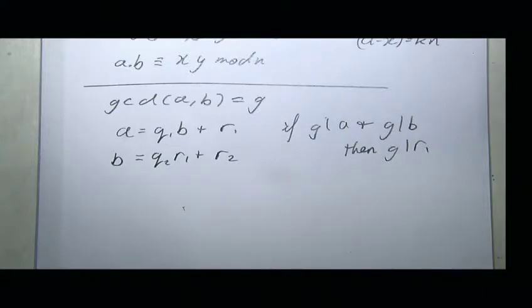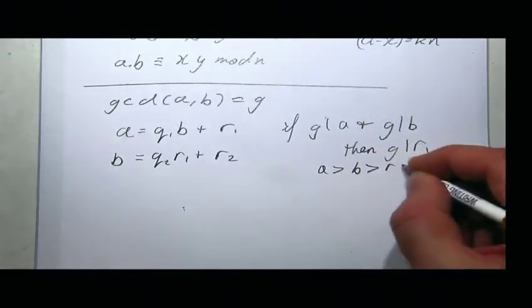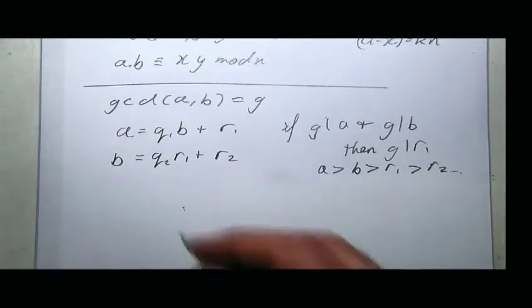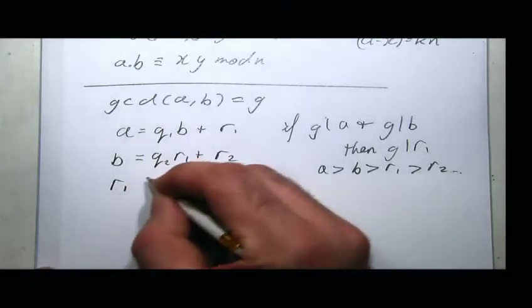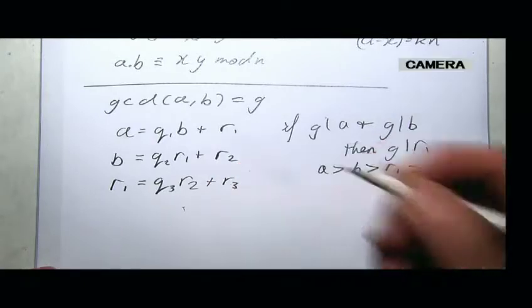Ultimately, we will get to a point where we're going to divide out. There's going to be no remainder left over. Every time we're reducing the number, at the end, we'll have no remainder. So we're actually making sure that A is greater than B, which is greater than R1, which is greater than R2. And so we're going to have an endpoint. So if we keep doing this, we're going to have R1 is equal to Q3 R2 plus R3.